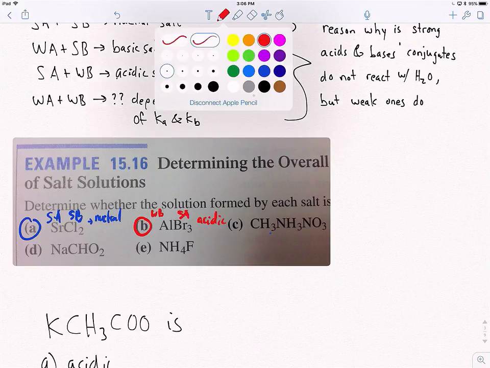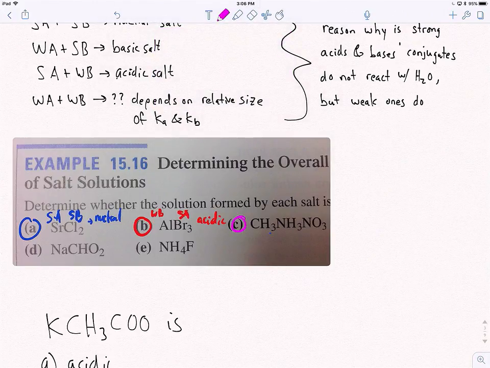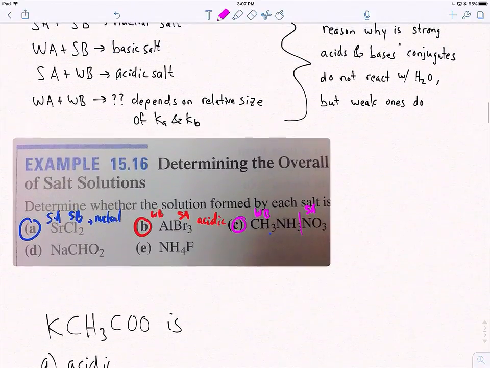Okay, so next one, we have methylammonium nitrate. So you have methylammonium on the left and NO3 on the right. NO3 is from a strong acid, and methylamine is a weak base. It's not listed, and the strong bases are only alkali metals and alkaline earths. So based off of this, it is also going to be acidic.